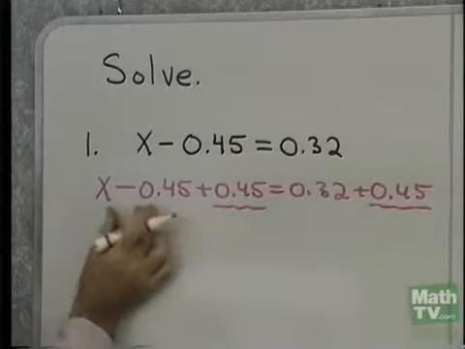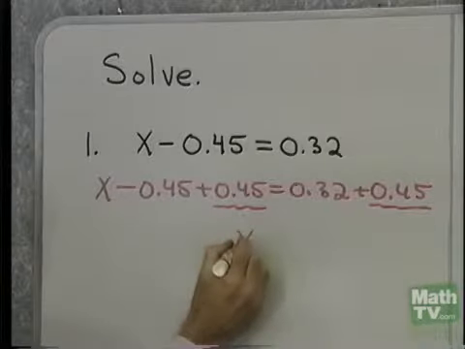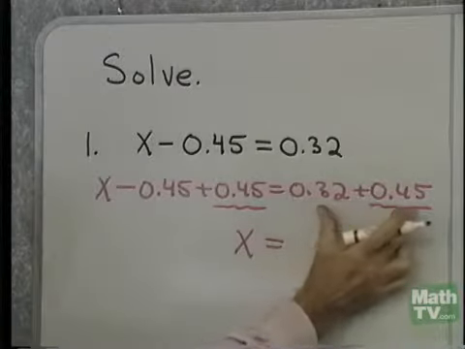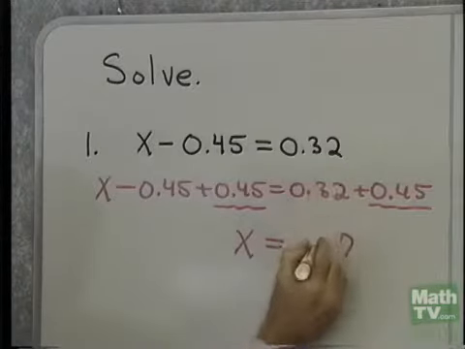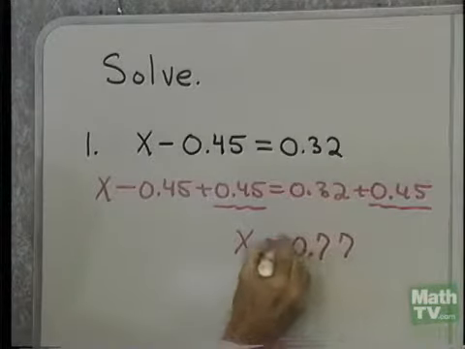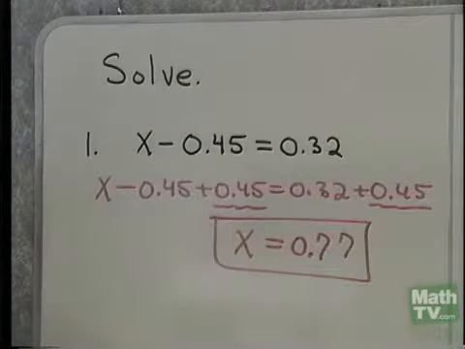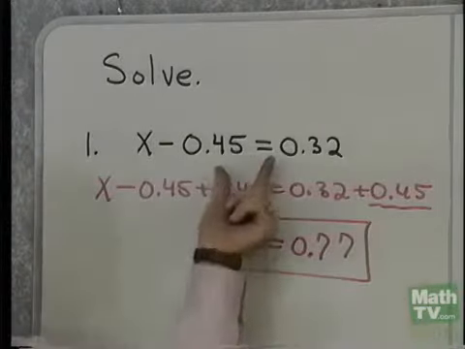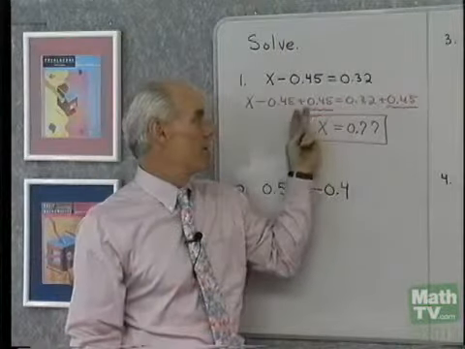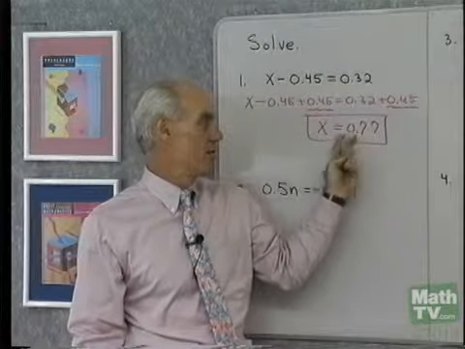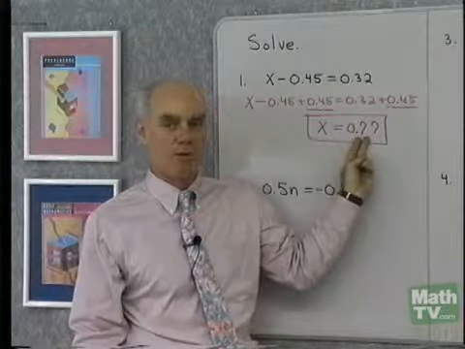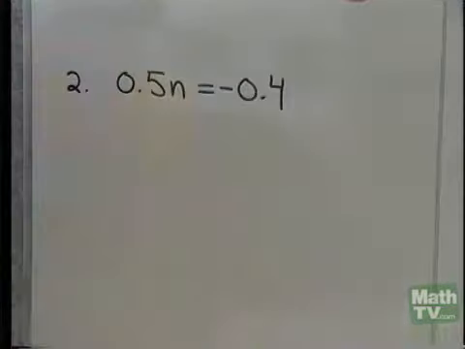This side now is x plus 0, which is just x, and this side, when I add these two, let's see, 2 plus 5 is 7, 4 and 3 is 7, so 0.77, and the equation is solved. So to solve this equation, I use the addition property. I simply add the opposite of this number to both sides of the equation. That gives me my solution. I have just one x is equal to 0.77. Let's look at our next example.